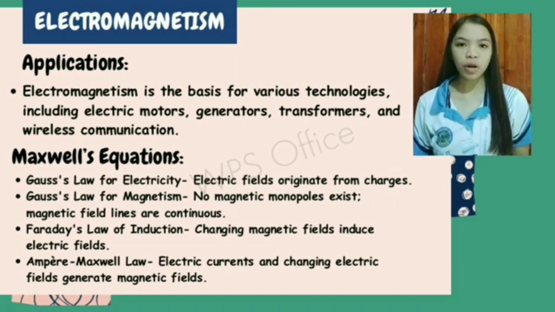First is the Gauss law for electricity. Electric fields originate from charges. Second is the Gauss law for magnetism. Magnetic monopoles do not exist; magnetic field lines are continuous. The third is Faraday's law of induction. Changing magnetic fields induce electric fields. And lastly is the Ampere-Maxwell law. Electric currents and changing electric fields generate magnetic fields.